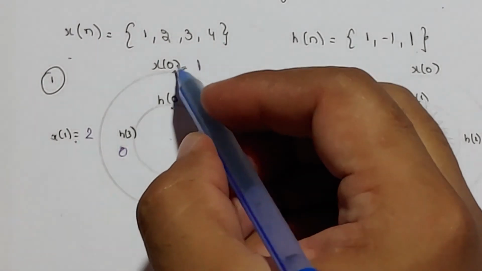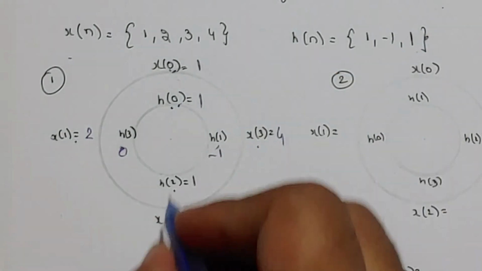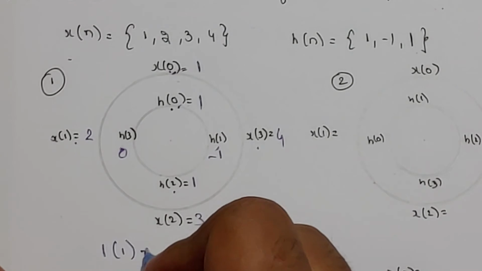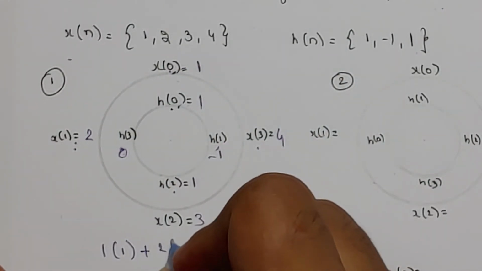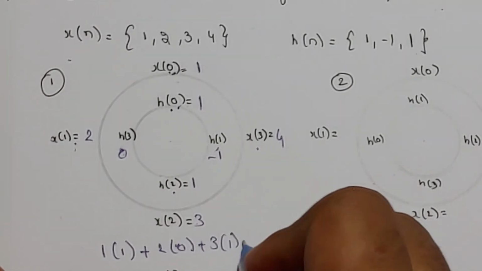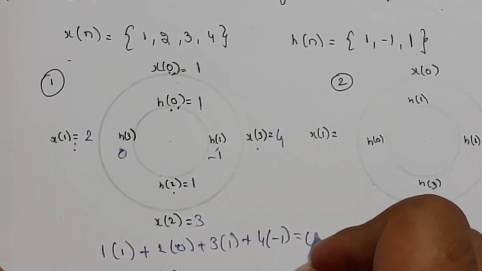Now multiply the x of 0 and h of 0, that is 1 times 1, which is 1, plus add the next terms, that is 2 times 0, plus 3 times 1, plus 4 times minus 1, which is equal to 0.